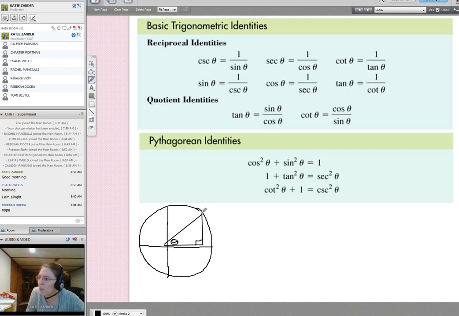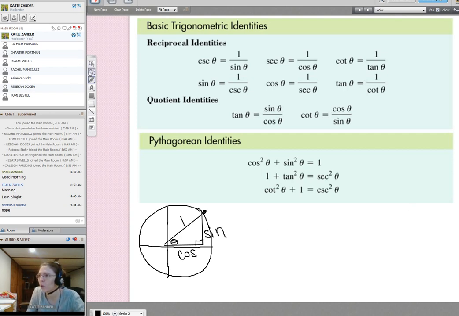Remember, a point out on the unit circle is from cosine over sine, right? So the cosine value corresponds to the x coordinate and the sine value correlates to that y coordinate. We also know that the radius of the unit circle is 1. So we do know that fact as well. So using the Pythagorean theorem in that right triangle, we can get cosine squared plus sine squared equals 1 squared, which is just 1.